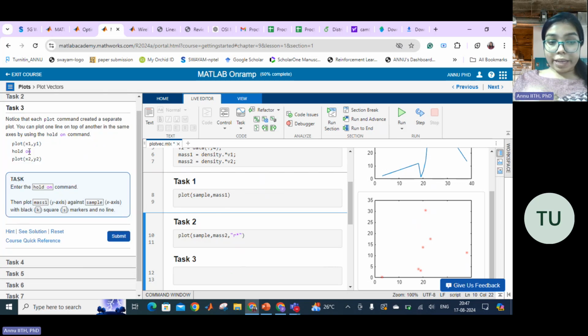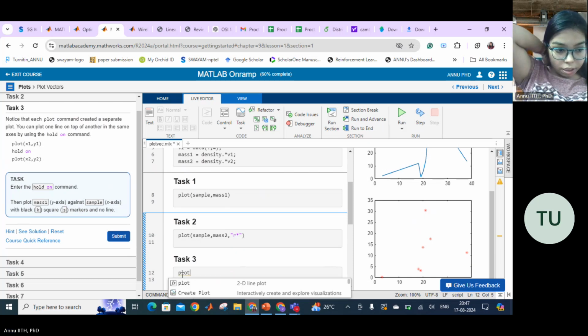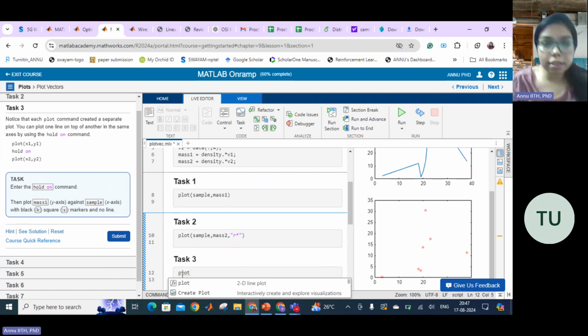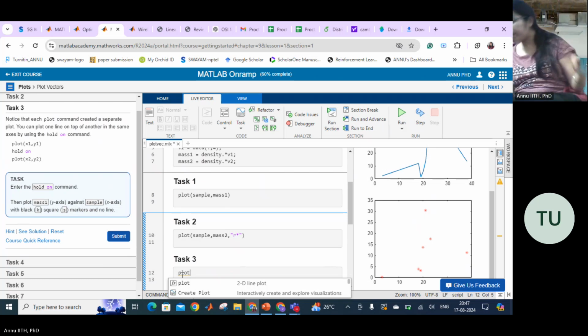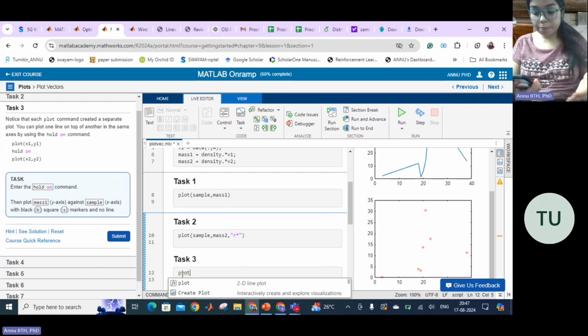With hold on, we can plot one plot over another. This asks for mass 1, and let's have two plots in one figure.